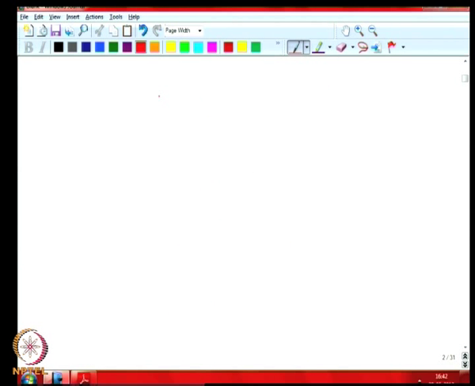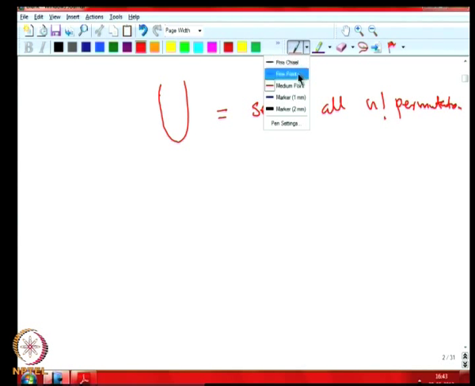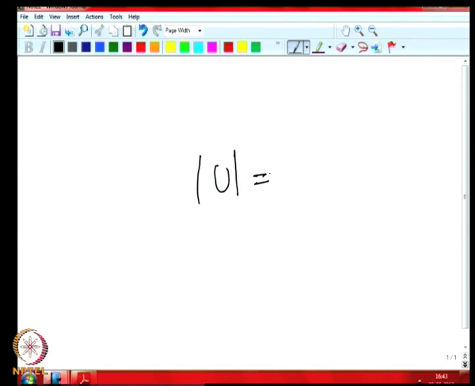As usual, we consider a universe, namely the set of all n factorial permutations. This is the universe. So the cardinality of U is obviously n factorial. Now what we do is we define the properties which we do not want, the undesirable properties.